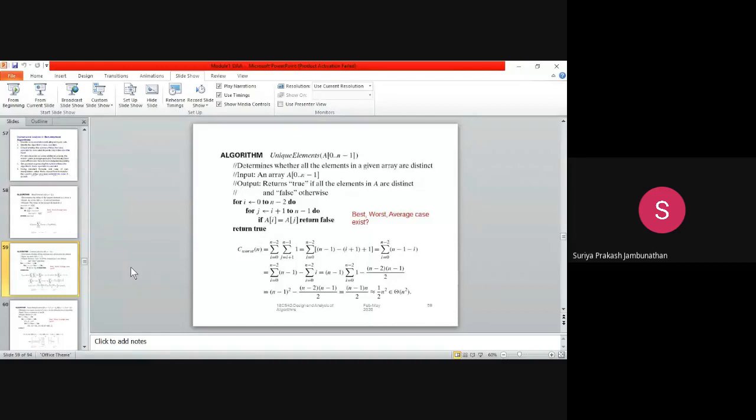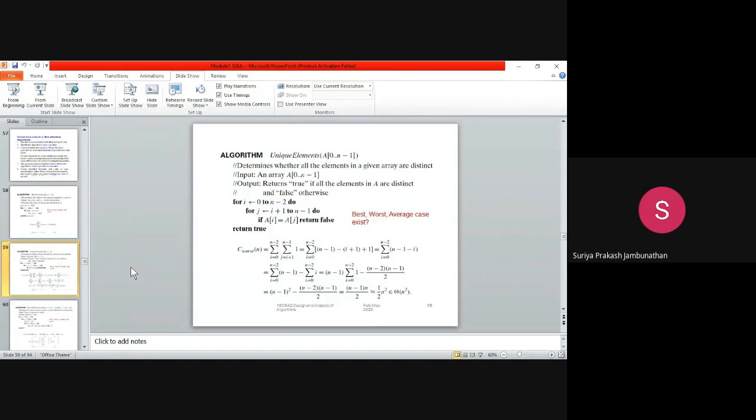So what is the purpose of this algorithm? Determine whether all the elements in the given array are distinct. We have to identify whether there is the same element or distinct elements in the given array. As per our problem, A of 2 is 15 and A of 4 is 15, so these two elements are 15. We have to identify at which positions the element is the same.